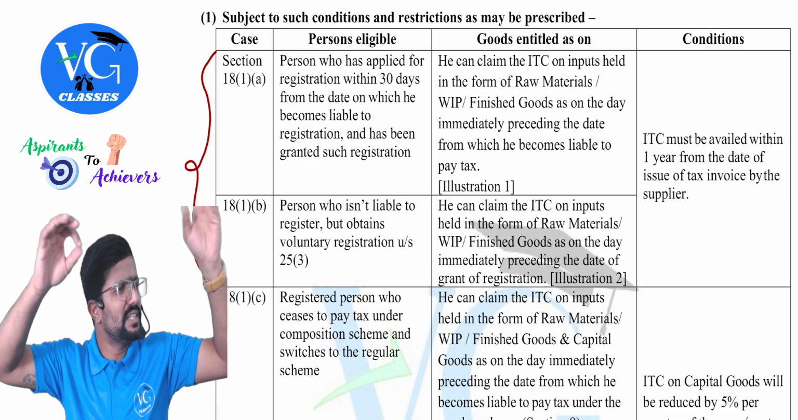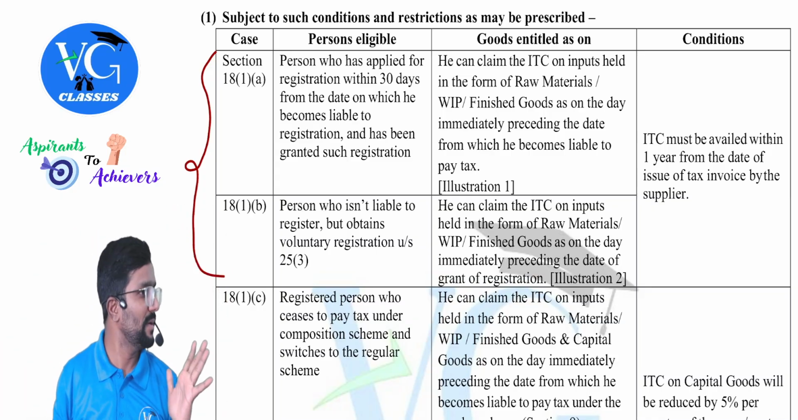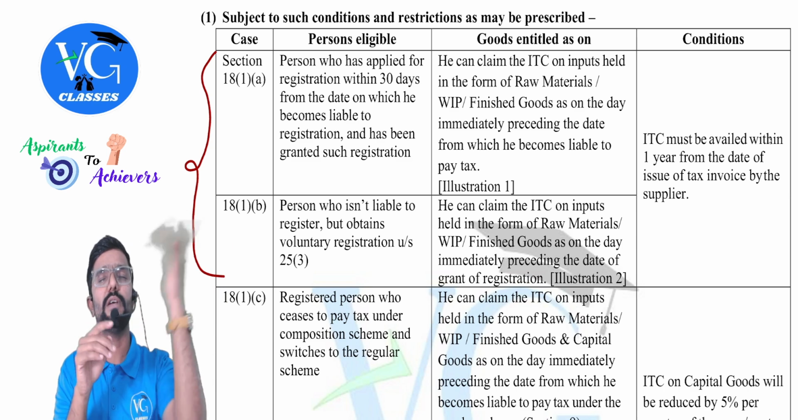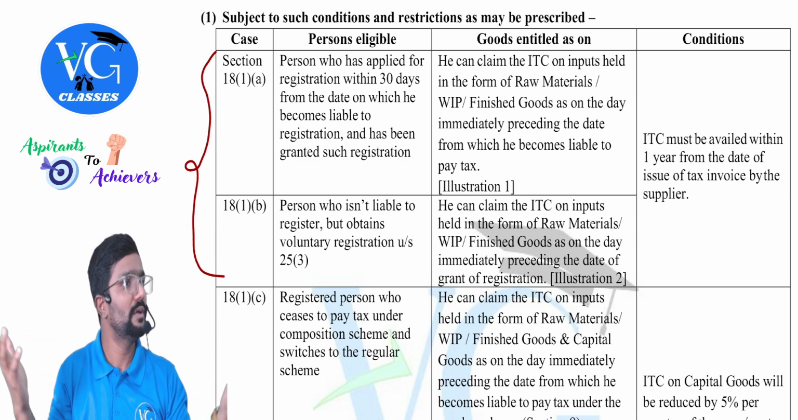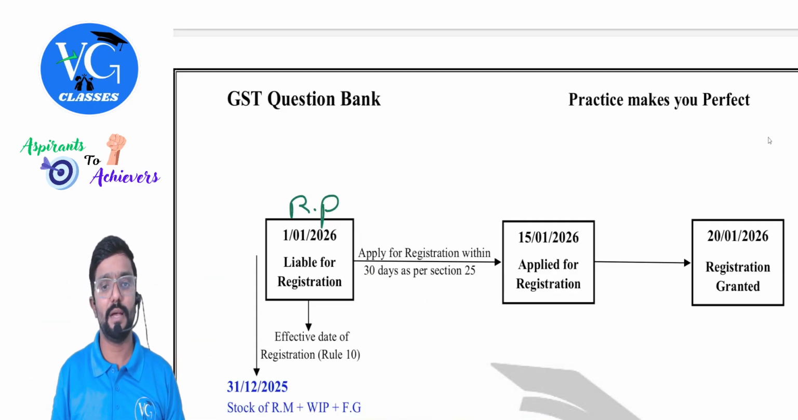Logical. Guys, you understand with proper concept, so you can easily remember. If you try to mug up whatever ITC on that day, this day, available, not available, you cannot remember it. That is why I am also trying to explain with examples, guys.